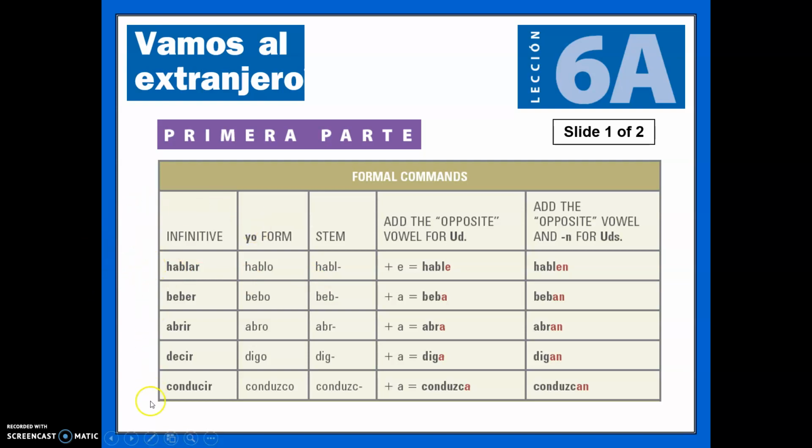So it gives you the verb here, and it shows you what to do next. So you take the verb from the infinitive form, which ends in AR, ER, or IR. You conjugate it into the yo form, which ends in O or OY. You remove that ending, which gives you this new stem, and you add the opposite vowel. For usted, which is E for AR verbs, A for ER and IR, and then you'll add the N for ustedes. So this gives you a different way of summarizing what we talked about in the last slide.